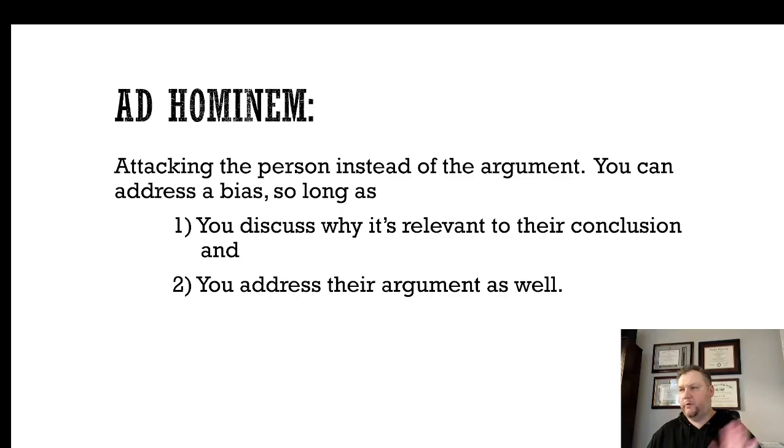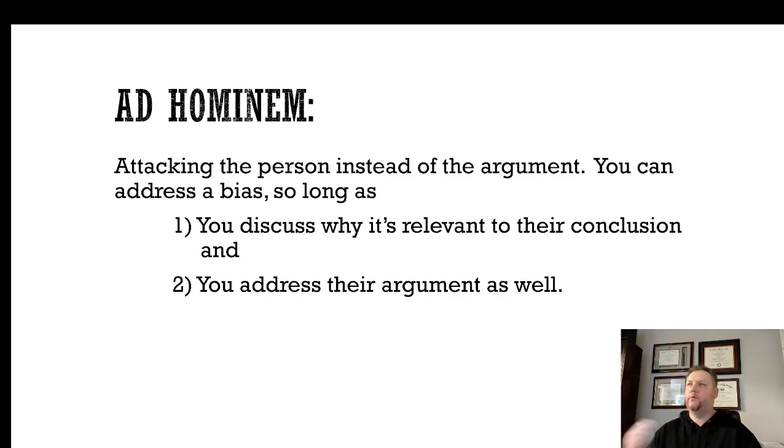Where you're just like, well, you're just awful and I'm not going to listen to anything, instead of explaining how they would have some way to be biased. Where it's not an ad hominem, where it's not a personal attack, is when you discuss why it's relevant to their conclusion. Why is this thing about them biasing what they're saying? You've got to explain that, okay? And then you have to address their argument as well. So you still have to talk about what they said, whatever that point was, and address the actual core argument.